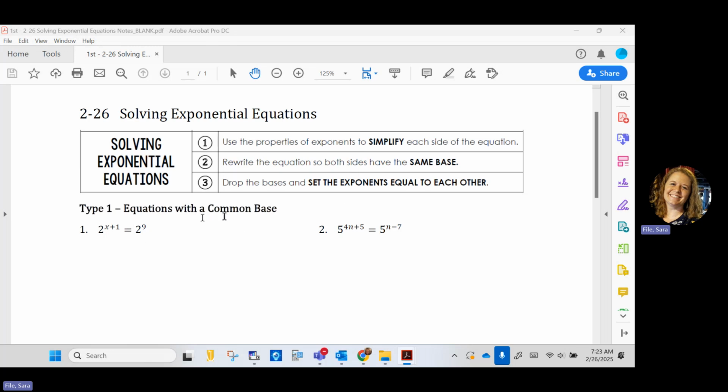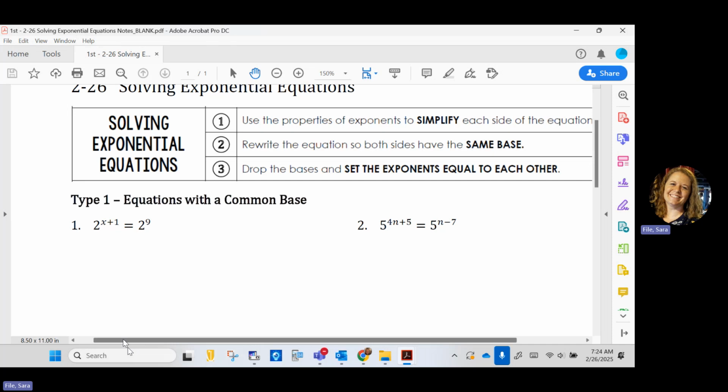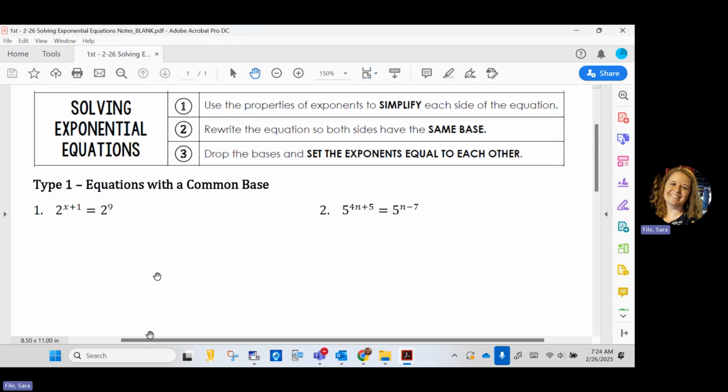Some of these, okay, type 1 equations with a common base. These are the basic ones. These are already set up for step 3, because you can see both sides already have the same base. This is a base 2 raised to a power. This is a base 2 raised to a power. Everybody understand that and see that? So these are going to start a little simpler and we'll get more complex as we go.